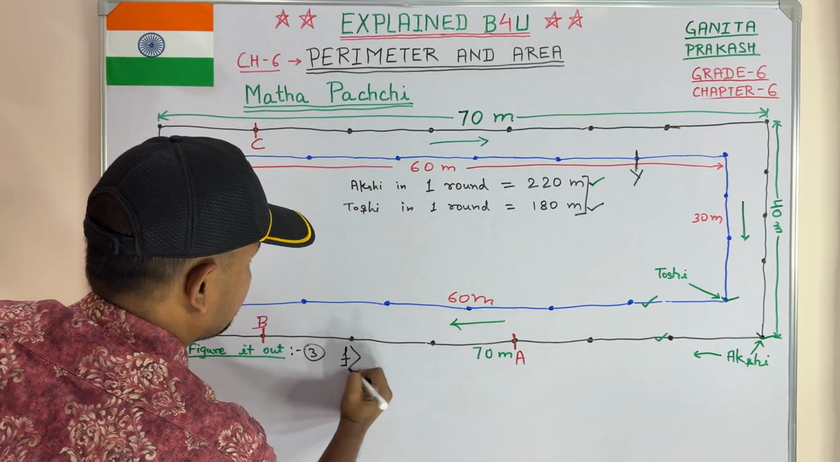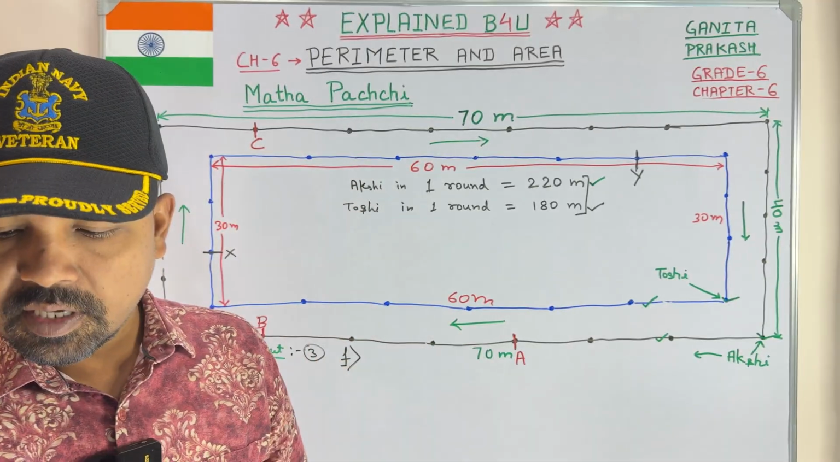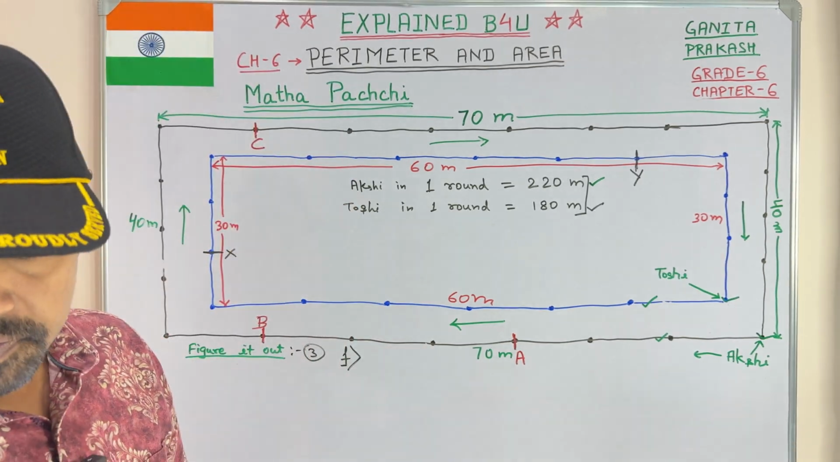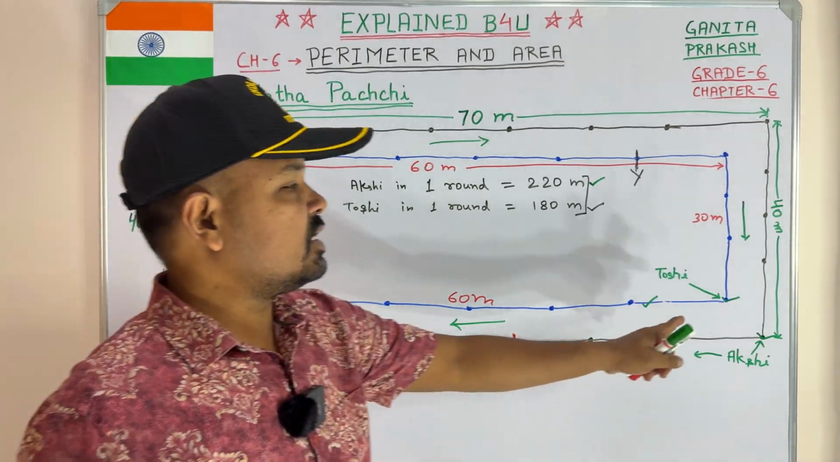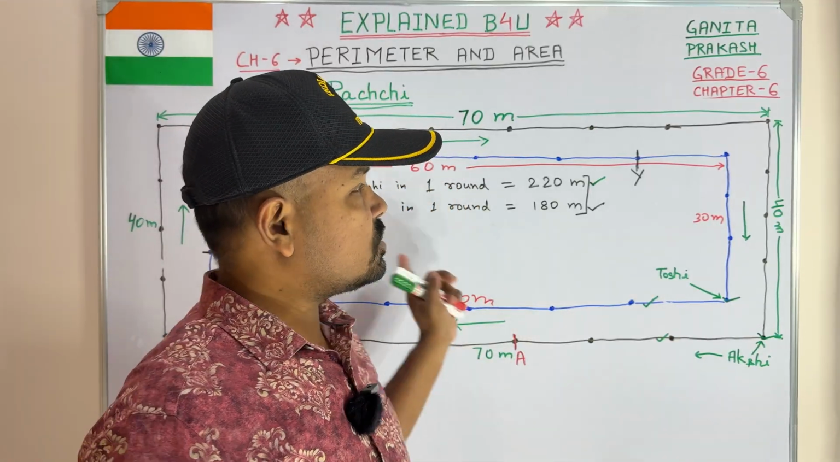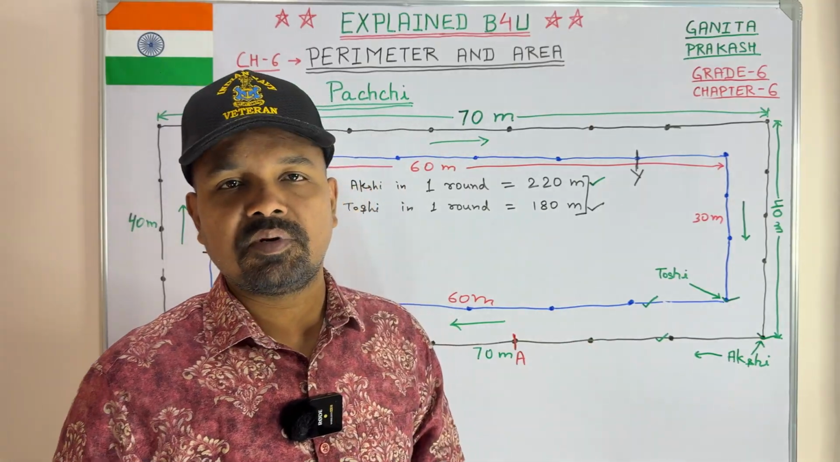3F. Toshi ran 1000 meter. How many full rounds has she finished running around her track? Mark her position as Z. Now Toshi is running 1000 meter. So how many rounds will she complete and where will she be after covering 1000 meter?